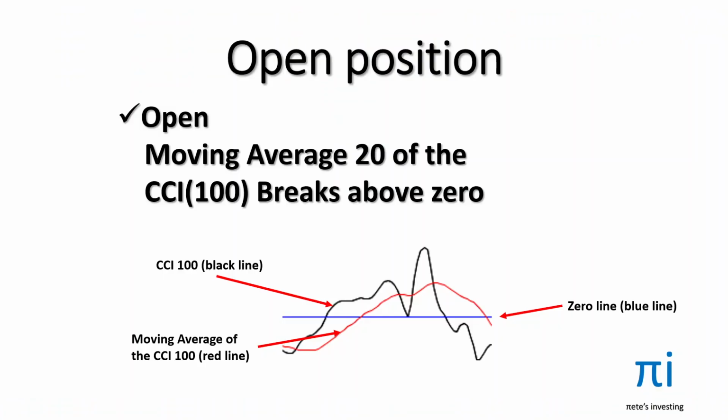Firstly, our rules. To open a position, we're looking at the moving average of the CCI 100 breaking above the zero. So here, the black line is the CCI 100, that's the zero line on the blue line, and the red line is the moving average of the CCI 100. So when it breaks above the zero, we look at opening a position. That's the only condition we make at this point.